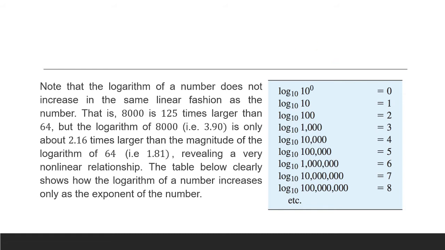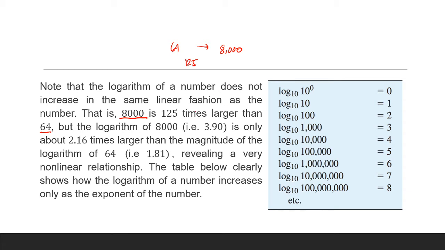So, let's say for example, dalawang number mag-compare tayo. We have 8,000 tapos 64. So, yung 8,000, compared to 64, this is 125 times larger than 64. So, ibig sabihin, from 64 to 8,000, nag-increase ka 125 times. So, you multiplied 64 by 125, you will arrive at 8,000. So, from a value na nandito sa side na to reach this side, kailangan mo mag-increase ng 125 times. So, ganun yung linear na pag-increase niya.